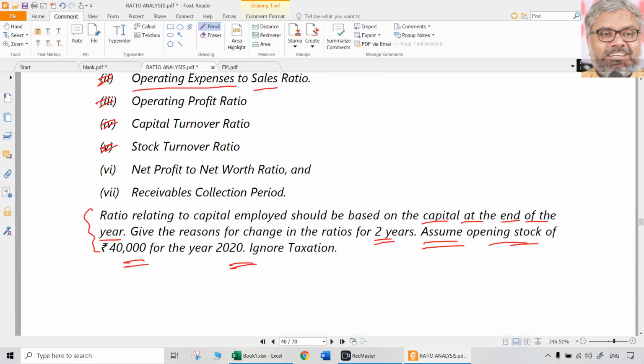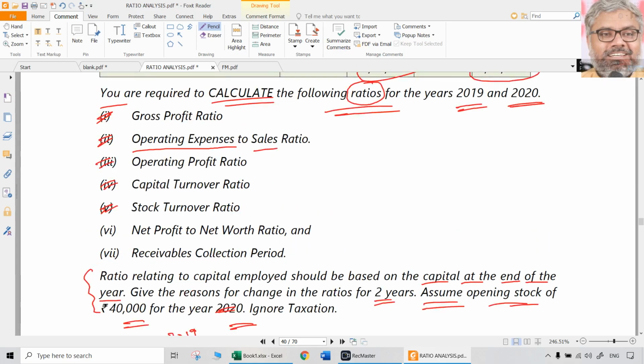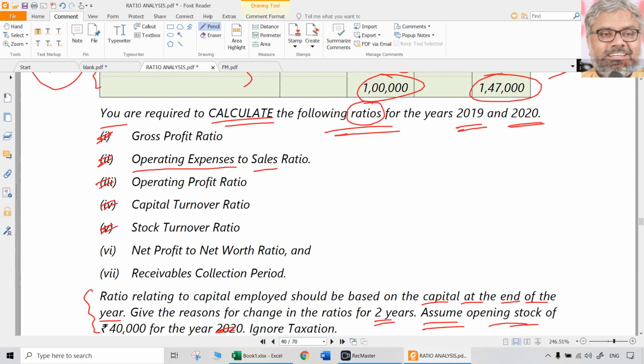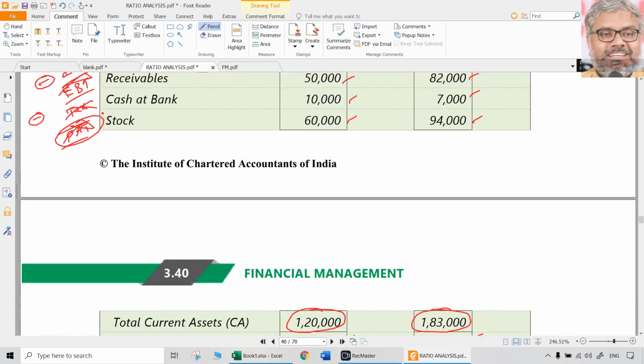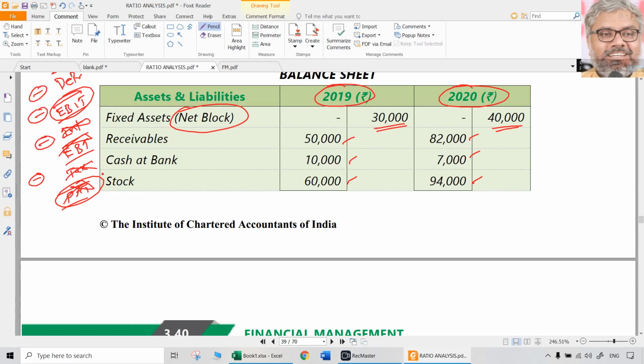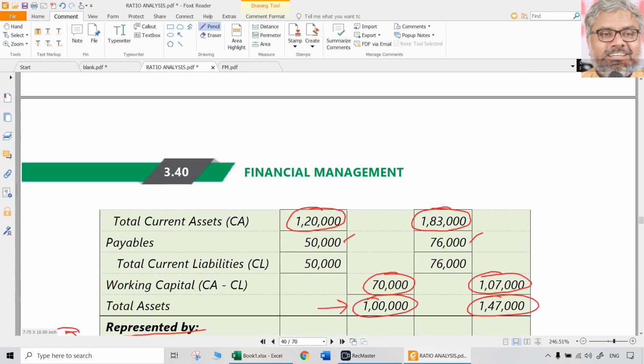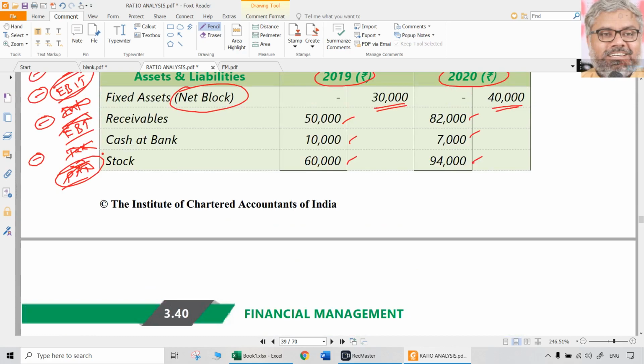2019, not 20. This is wrong. Opening stock we are talking, right? Closing stock of 2019 anyway will become opening stock of 2020. It need not be given. But opening stock of 2019 we don't know. So first of all, what is average stock for 2019? Average stock of 2019 will be opening stock 40,000 as given plus closing stock 60,000. 40 plus 60 divided by 2, that will be 50,000. That is the average stock for 2019.